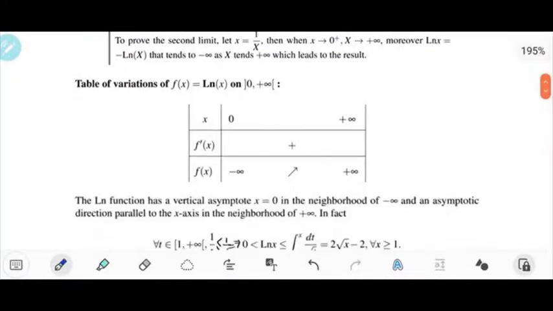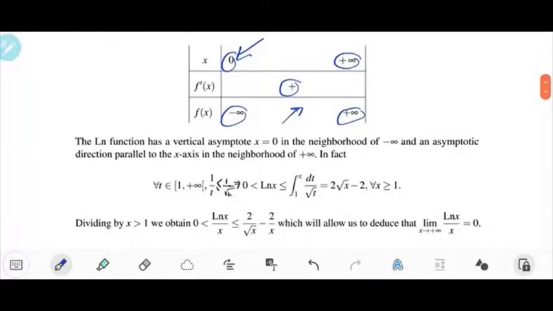Now we can draw the table of variations of f, being Ln of x, so it's an increasing function from minus infinity to plus infinity as x goes from 0 to plus infinity, and the derivative, of course, is positive. That's why the function is increasing. And we know that we have a vertical asymptote x equals 0 in the neighborhood of minus infinity, in the neighborhood of the y-axis, of course. But what about when x tends to plus infinity? Do we have an asymptote, or do we have an asymptotic direction?